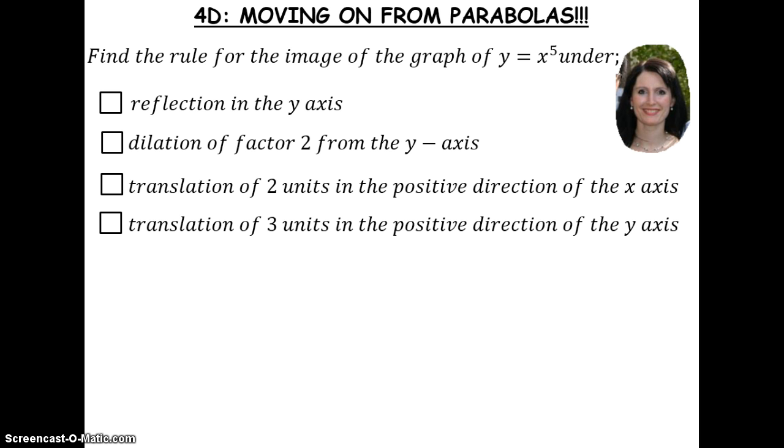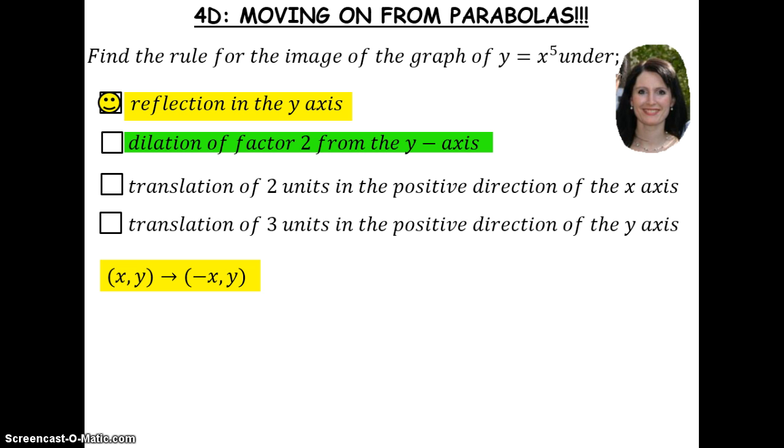Next, let's find the rule for the image of the graph of y equals x to the 5 under a reflection in the y-axis, a dilation of factor 2 from the y-axis, a translation of 2 units in the positive direction of the x-axis and a translation of 3 units in the positive direction of the y-axis. Let's first do the reflection in the y-axis. We know that that means the point (x, y) becomes (negative x, y). Remember that a reflection in the y-axis affects your x values and vice versa.